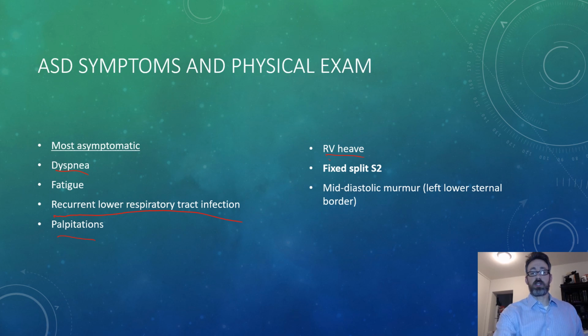You might see a right ventricular heave from right ventricular volume overload. And as I've mentioned on the previous slide with heart sounds, this causes the classic fixed split S2, which they like to give questions on for exams. Regardless of inspiration or expiration, there's still a split sound from A2 and P2. There can be a mid-diastolic murmur at the left lower sternal border. Murmurs are not always heard because the atria are low pressure, so you may not always hear a murmur.